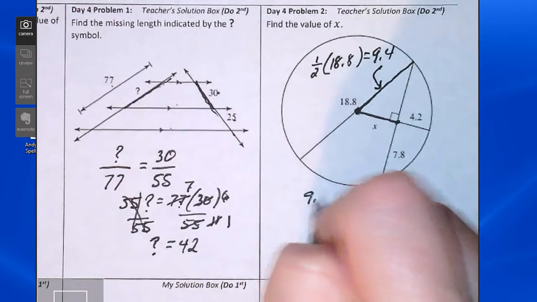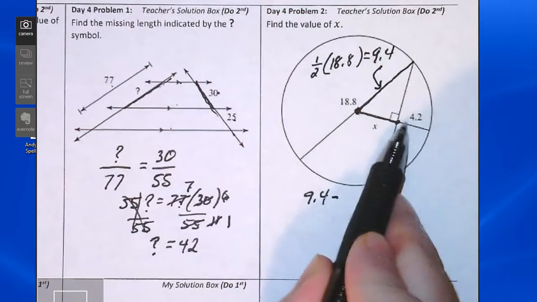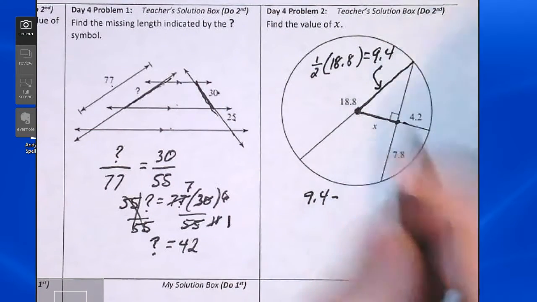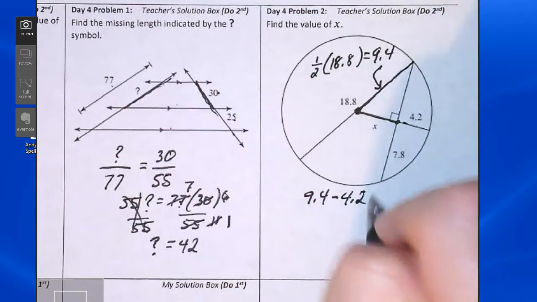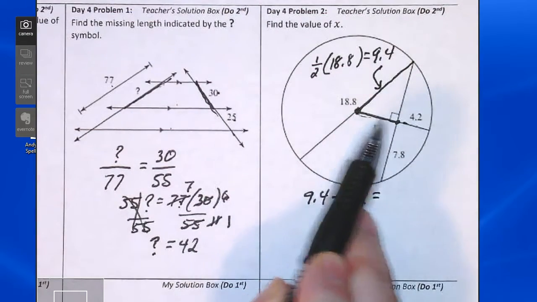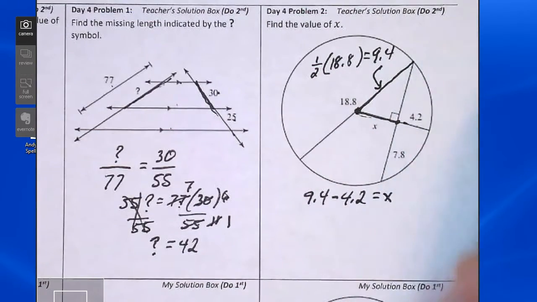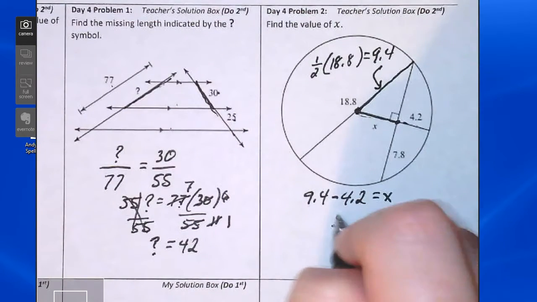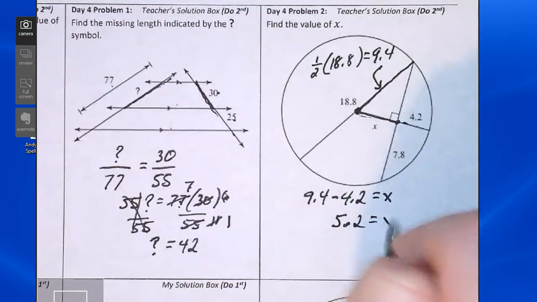So we'll take 9.4 and subtract this small piece here, 4.2, and that will leave us the distance for x. So 9.4 subtract 4.2 is 5.2 equals x.